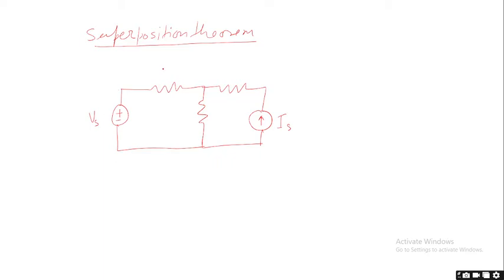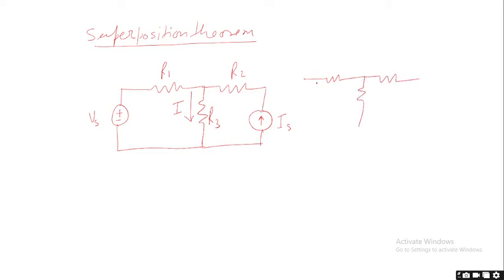So if this resistance is R1, this resistance is R2 and this resistance is R3, and we need to calculate the current through this resistance R3, say current I, then what we do is, once we use the voltage source and deactivate the current source, and then secondly we use the current source and deactivate the voltage source. If we use the voltage source only, then the circuit will be like this.